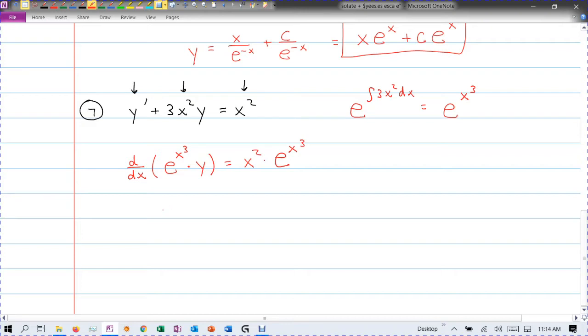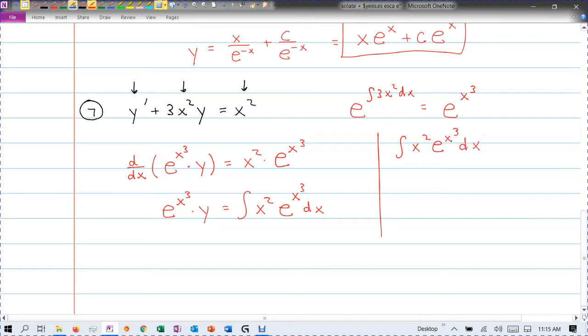Now, left-hand side, when I take the antiderivative, is just the product. But the right-hand side, I actually have to figure out this antiderivative. And for that, I'll do it over here. Integral x² e^(x³) dx.